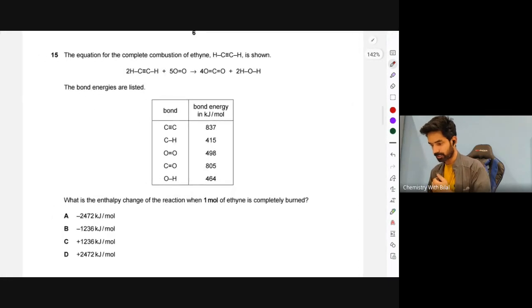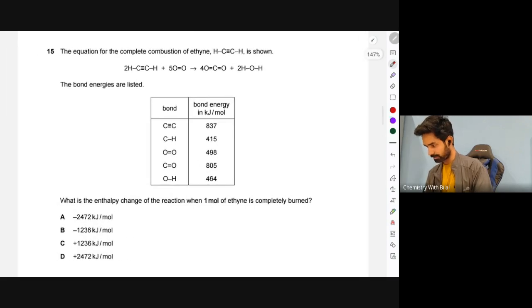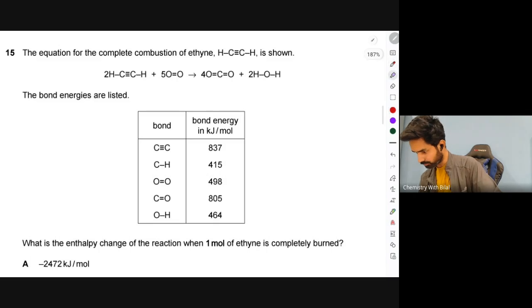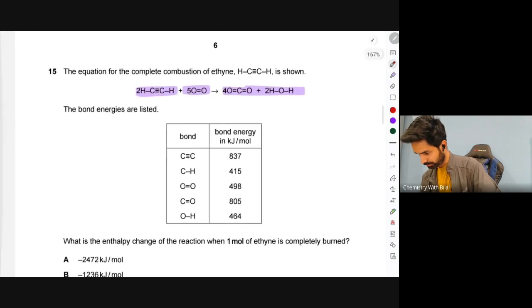So there is a must question, and I know that you all are going to, inshallah, score 40 out of 40. It doesn't matter what questions the examiner is going to test with. It's a bit of an easy question because you are given the open structure of every single reactant and product. So now it's easy for us to get.